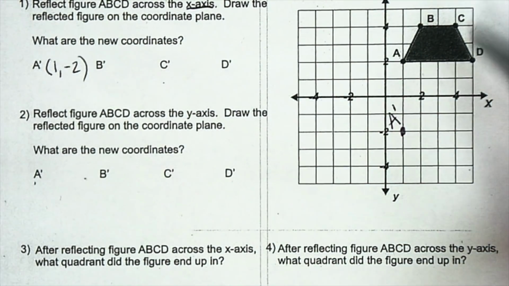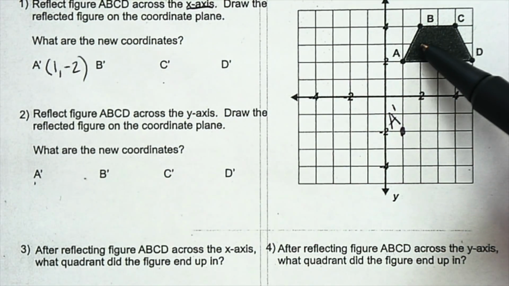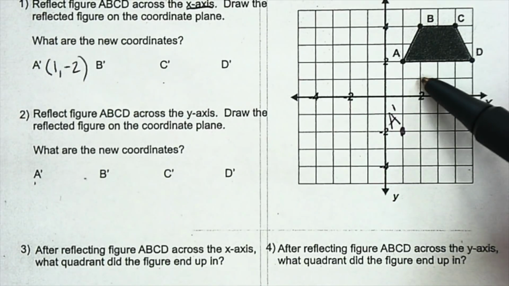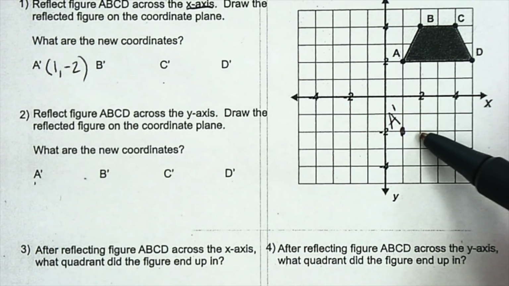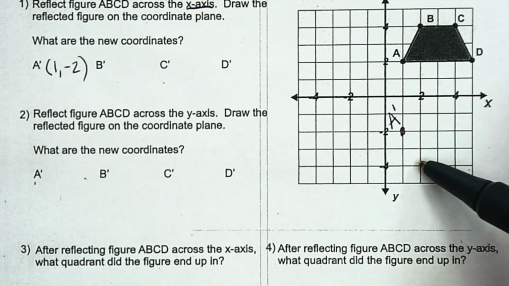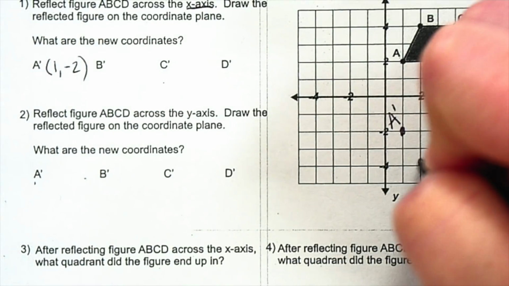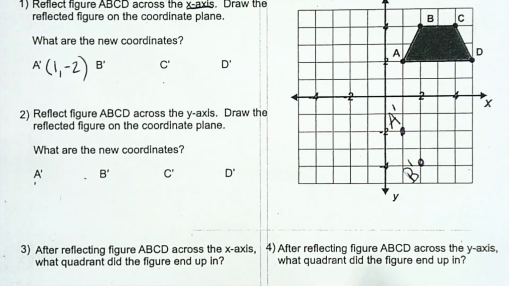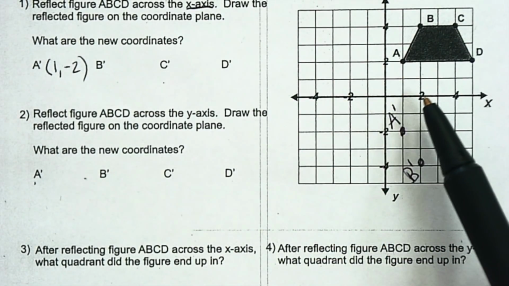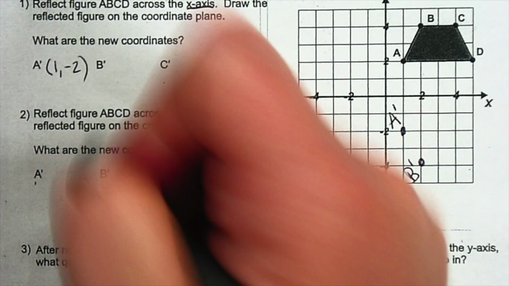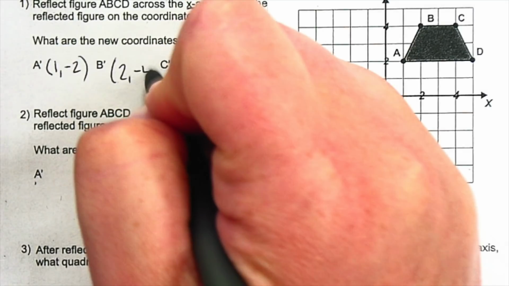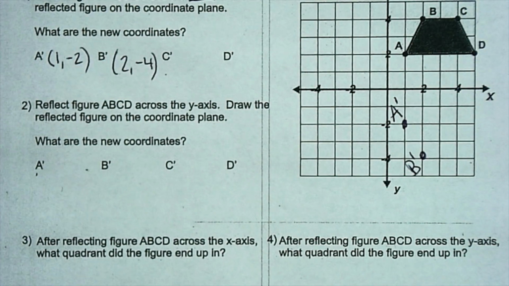So we'll do the same thing with B. B's all the way up here, so we're going to move down 1, 2, 3, 4 to the x-axis, and then just continue on the other side, 1, 2, 3, 4. So that's going to be B prime. So that point would be 1, 2 over, down 1, 2, 3, 4. So a +2 because I went to the right, and a -4 because I went down.